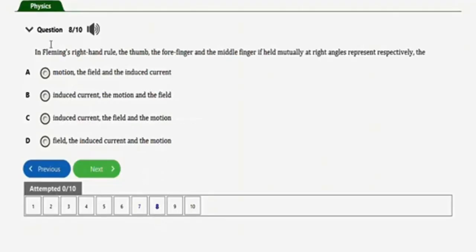Alright, so the next question will be this question. It says in Fleming's right hand rule, I think I've answered this question before. The right option is option A, which is motion, the field, and the induced current.